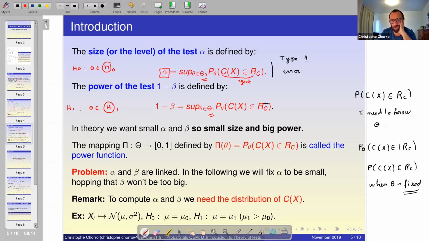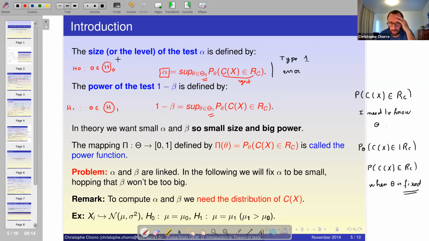This quantity is exactly what we called the power of the test, and I denote this power of the test by 1 minus beta. That is the supremum over the values of theta belonging to theta 1 of the probability to reject. And what is this one?